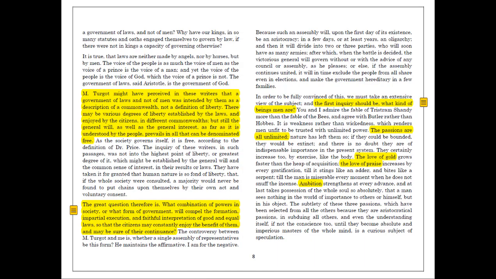On the right-hand column of page 8, the first full paragraph, Adams writes, "In order to be fully convinced of this," that is, the necessity of a bicameral legislature, "we must take an extensive view of the subject, and the first inquiry should be what kind of beings men are." Now this takes us right back to both Locke and Rousseau's discussion of the state of nature, and indeed Tom Paine's portrait of man's nature in the state of nature. What kind of being is man?